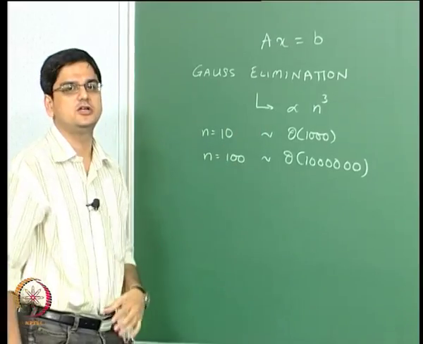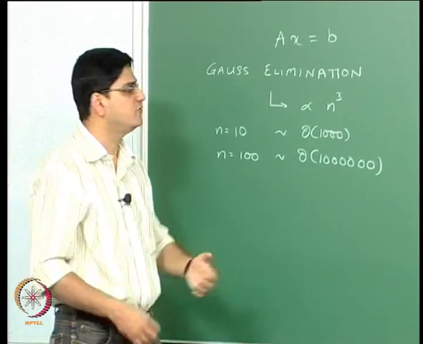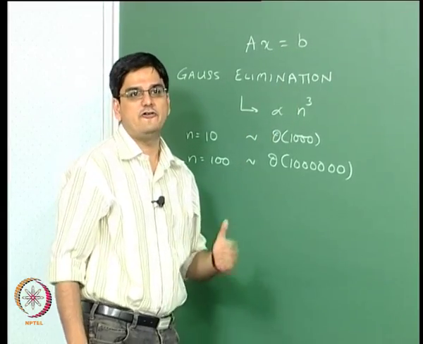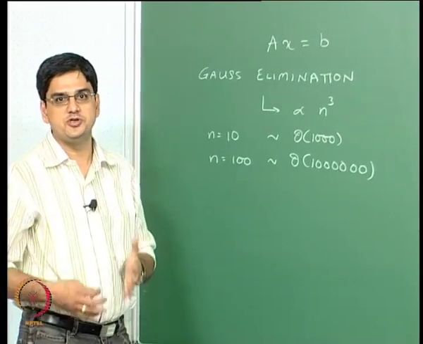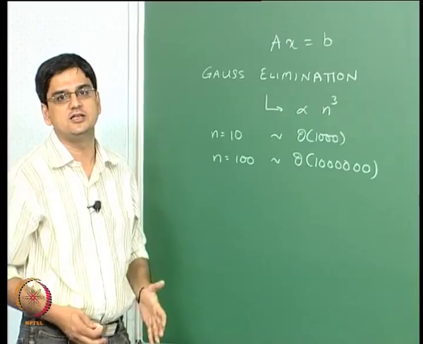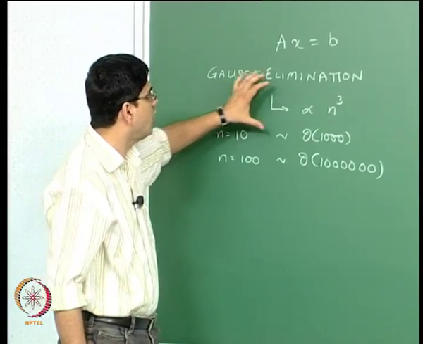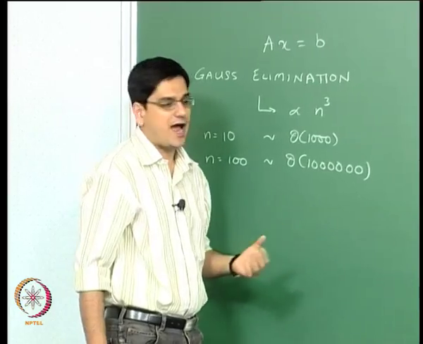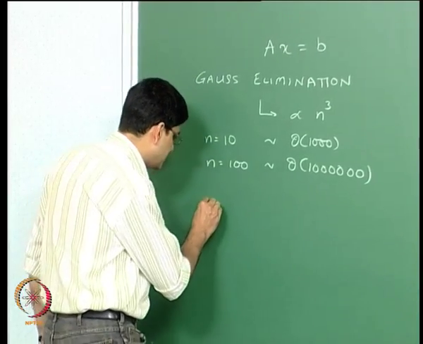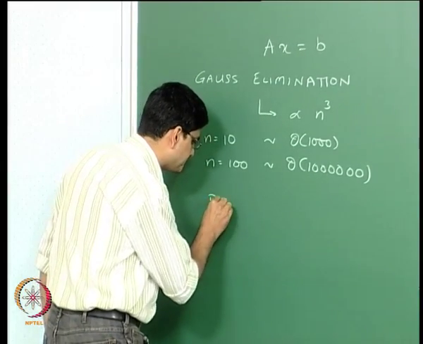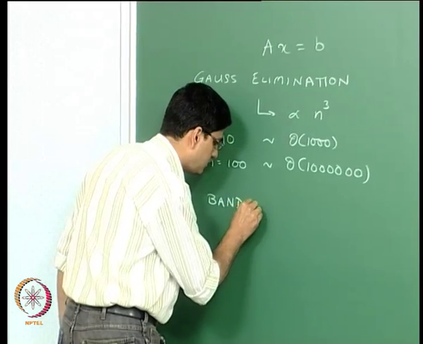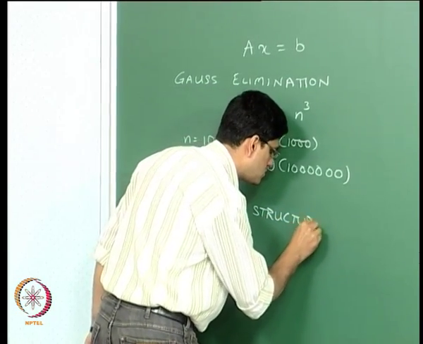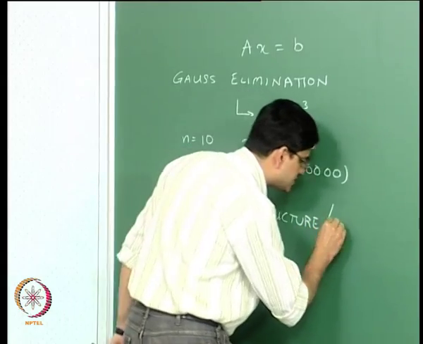Okay. Now, for a general purpose problem Ax equal to b, we do not have a choice, because Gauss elimination turns out to be one of the more efficient ways of solving a general purpose problem Ax equal to b. However, a lot of problems of interest to engineers, chemical engineers, mechanical engineers and so on, are not a general purpose problem. They have a specific structure, okay, and they have a structure that is known as a banded structure or a sparse structure.